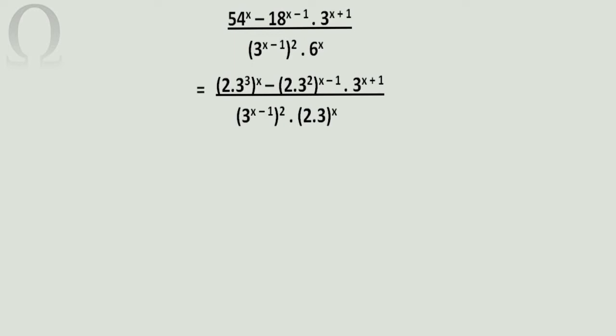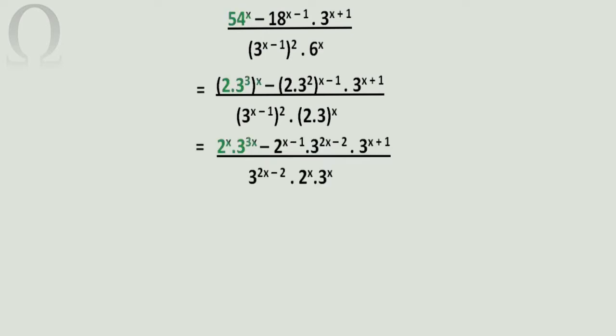Whenever raising a power to another power, we multiply the exponents. So, 2 times 3 cubed, all to the x, equals, 2 to the x times 3 to the 3x. 2 times 3 squared, all to the x minus 1, equals, 2 to the x minus 1, times 3 to the 2x minus 2. 3 to the x minus 1, all squared, equals 3 to the 2x minus 2. And 2 times 3, all to the x, equals, 2 to the x times 3 to the x.